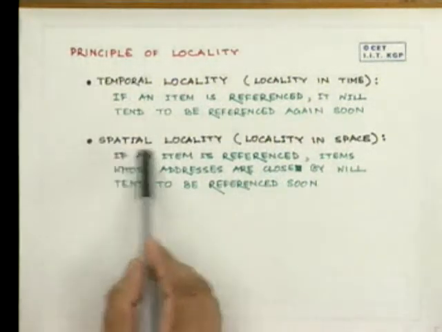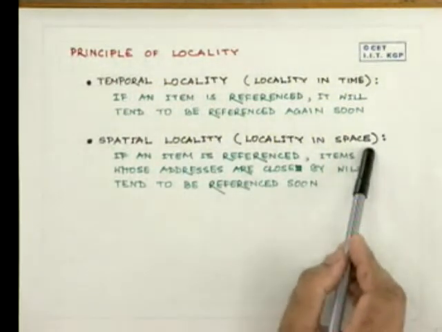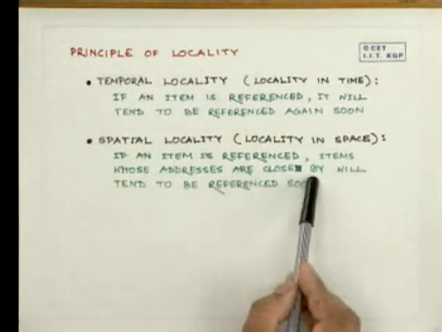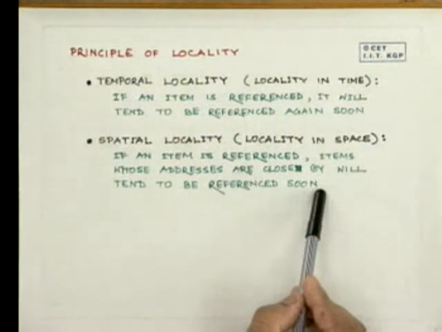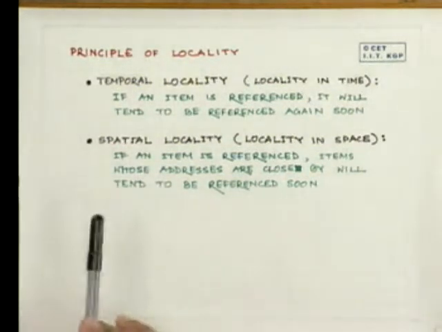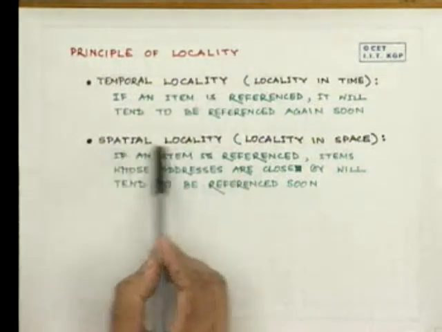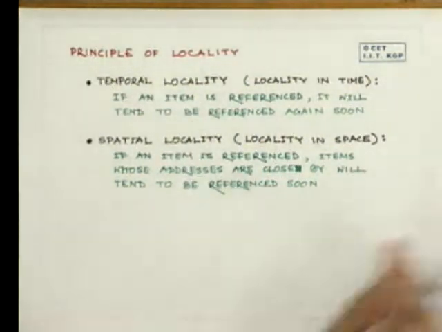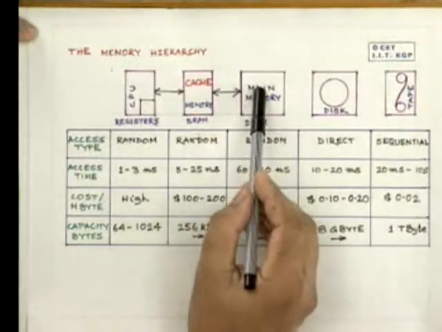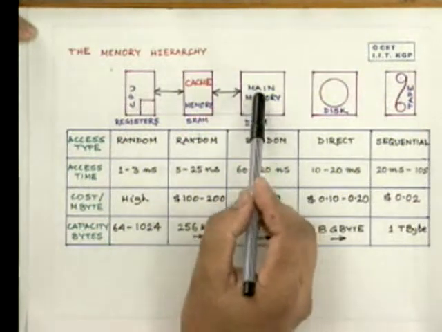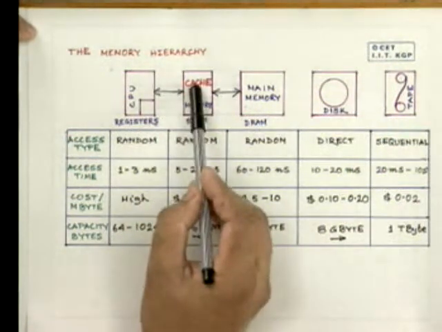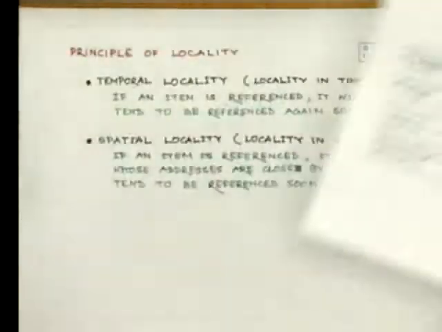And spatial locality, which is locality in space, says that if an item is referenced, items whose addresses are close by will tend to be referenced soon. Because temporal locality and spatial locality hold in programs in general, it is possible that we can bring a small portion of the program from the main memory into the cache and execute the program keeping that portion in the cache. Now let's see why it is generally possible.